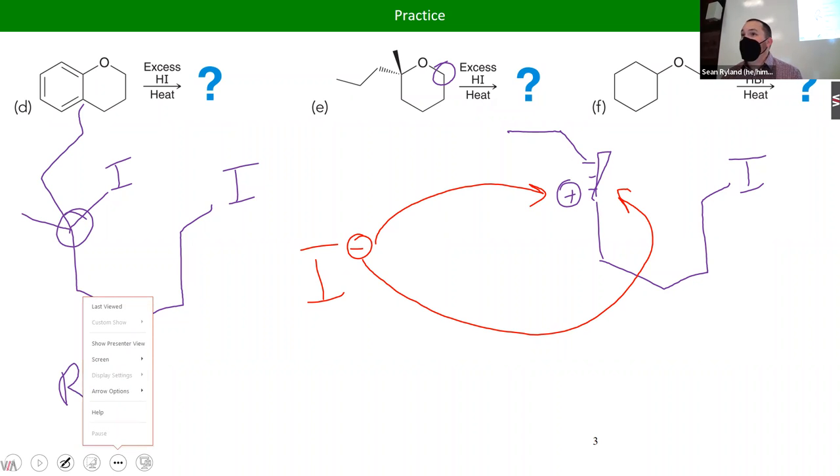It's the reason we spend so much time on SN1 and SN2 at the very beginning of learning mechanisms, right? Everything else follows from those two.